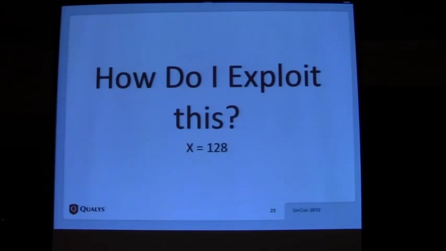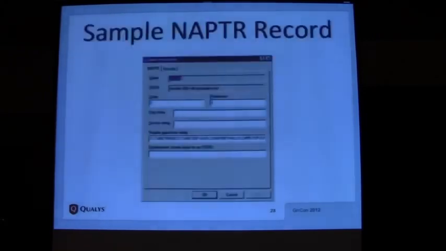I'm not an expert with NAPTR records, but this is what a sample NAPTR record looks like. It's really simple to add an NAPTR record to your Windows DNS server. You just give it a name, a fully qualified domain name, and you see there are these fields over here: order, preference, flag string, service string, regular expression, replacement domain. So to exploit this vulnerability, you don't have to be an expert with NAPTR records. All you need to know is, I have to put this magic number 128 somewhere in one of these fields so that the vulnerability will be exploited.